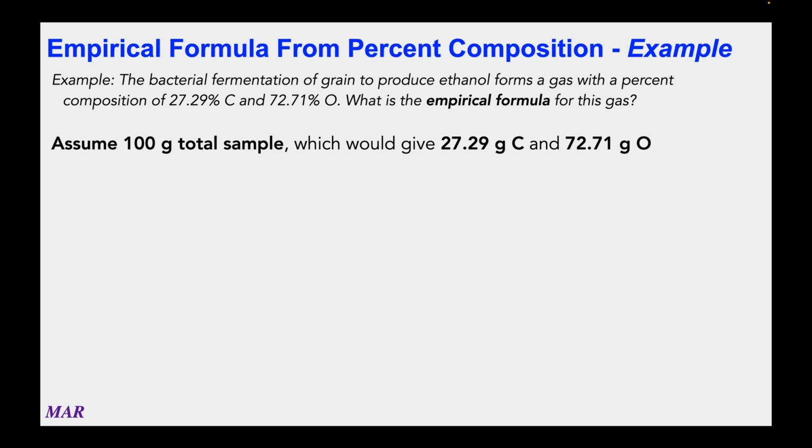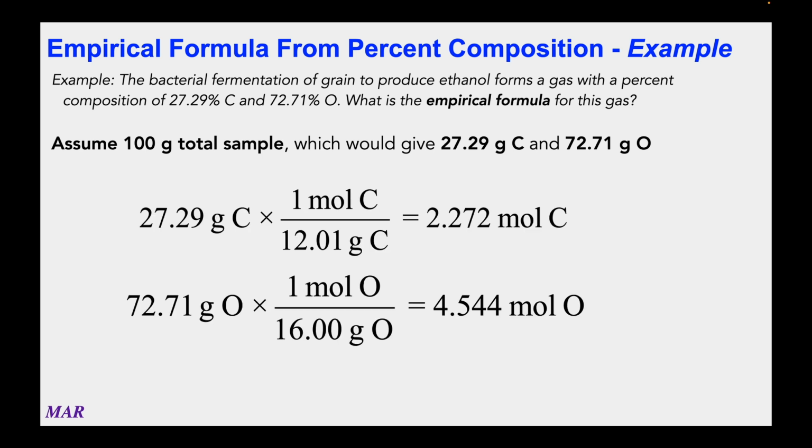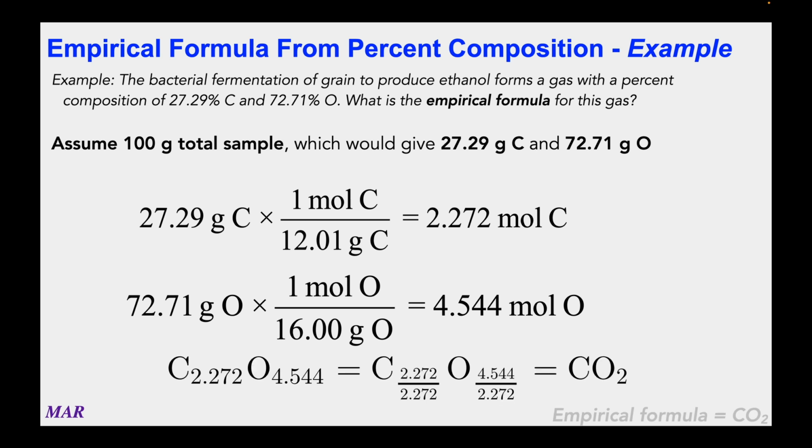The next step, though, is to turn the grams into moles. Using my values, I ended up with 2.272 moles of C and 4.544 moles of O. Again, I got those molar masses from the periodic table, no big surprise. We'll then take both of those mole numbers and divide them by the smaller number, which here is 2.272. 2.272 divided by itself is 1. 4.544 divided by 2.272 is almost exactly 2. That means 1 carbon for every 2 oxygens.